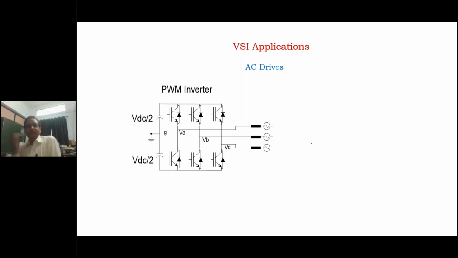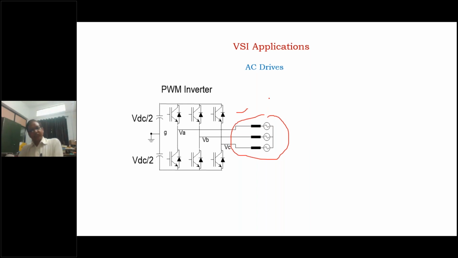Now, what are the applications of this AC inverter? There are many applications. I am going to discuss one or two: one is an AC drive, and another is a STATCOM. Two applications I will discuss here. See, this is a motor, and it needs variable voltage and variable frequency.